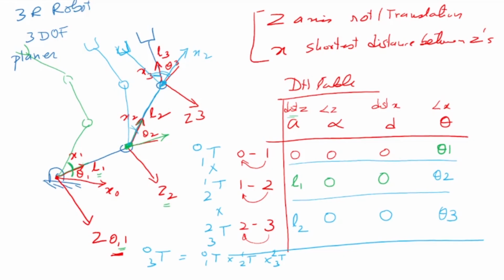Now we said that there is an exception in the case of the z-axis: where the z-axes are not intersecting, there is no shortest distance between them. In that case, the x-axis will be perpendicular to the plane containing the z-axes. What I'm trying to say is that the z-axis is the rotation or translation axis, and the x-axis is the shortest distance between the z's, provided the z's are not intersecting. If the z's are intersecting, then the x-axis is perpendicular to the plane containing the z-axes. I'll give you an example so that it makes it clearer.